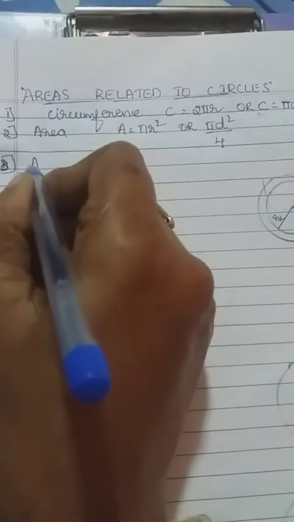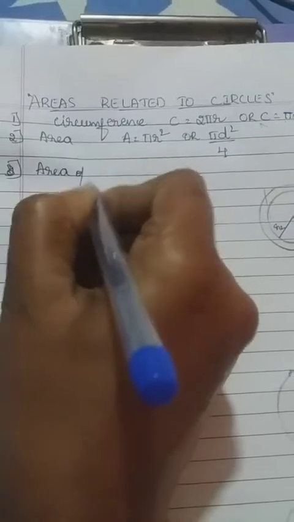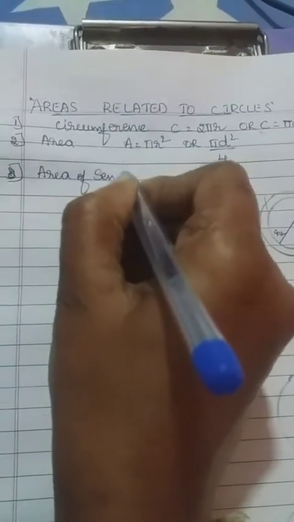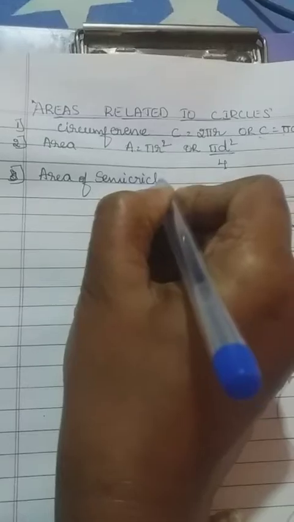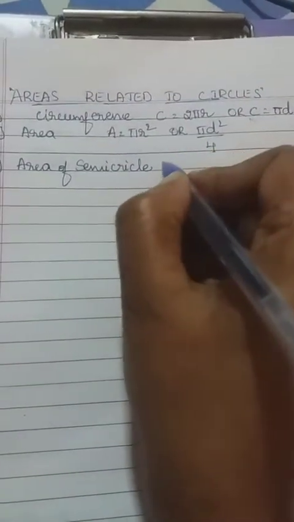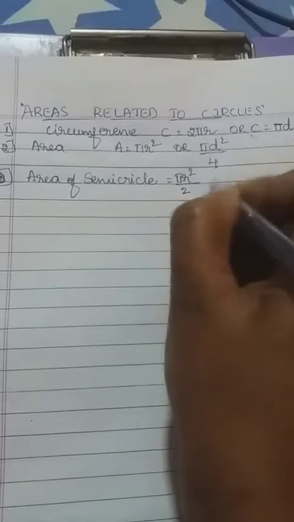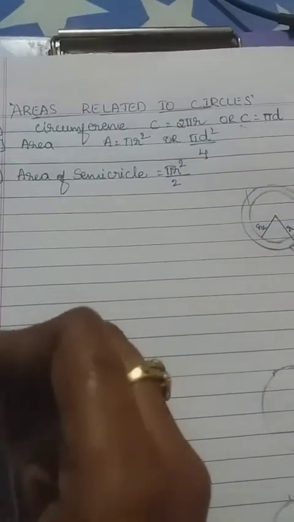Third one is area of semicircle. Semi in the sense of half circle. Okay, area of circle is pi r square. Semi in the sense half circle, that's why half pi r square, or it is nothing but pi r square divided by 2.